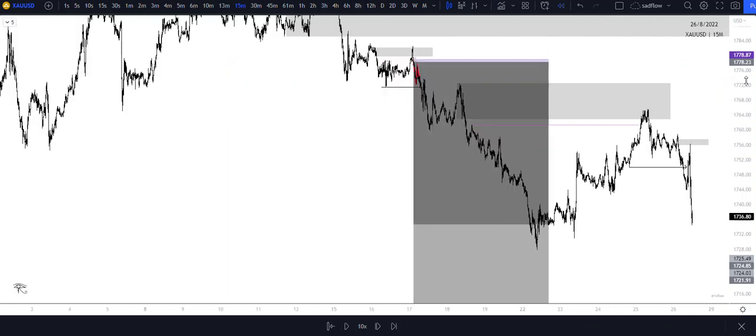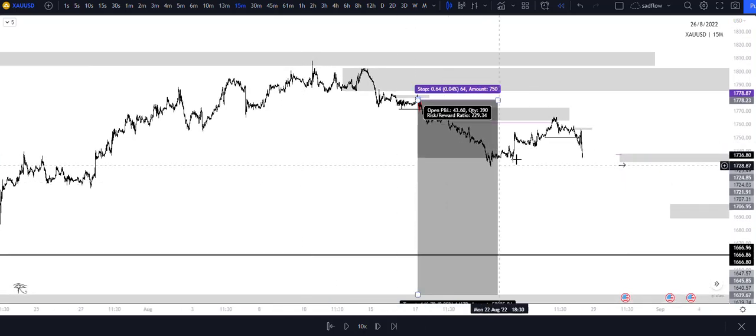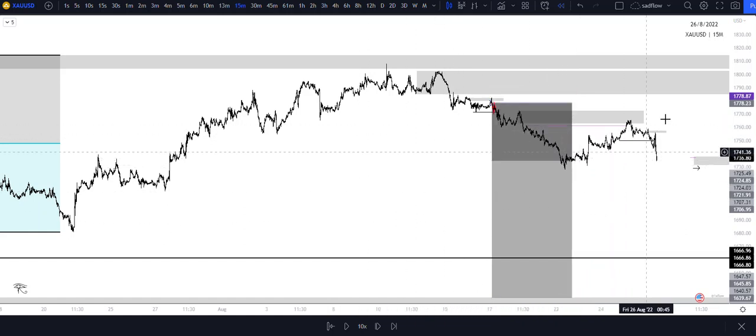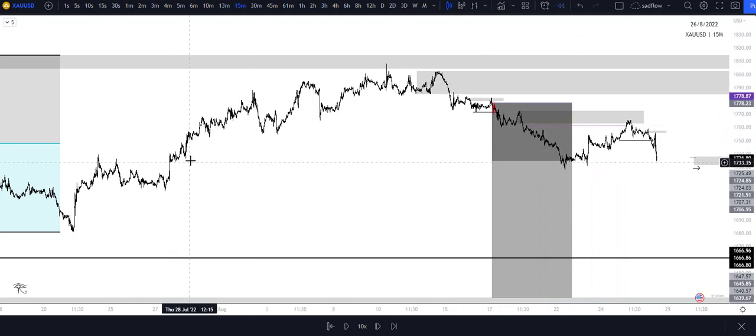But we now see how over and over again retail is trying to take it to the upside. They're trying to take it to the upside over here, right? They thought that was demand. They thought it was going to go higher. They thought it was going to go past this high right here. But overall, we were still looking for downside.